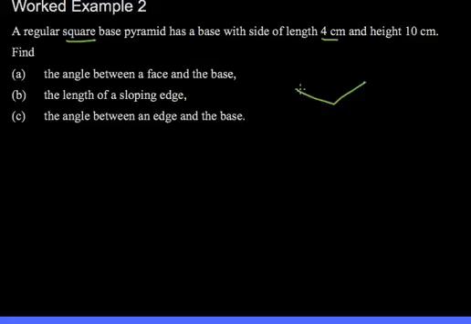It's going to have a square base of 4, and that reaches a point at the top. And it has a height of 10. So that is going from the point in the center of the base up to the top, and that length is 10. And it's asking for the angle between a face and the base.